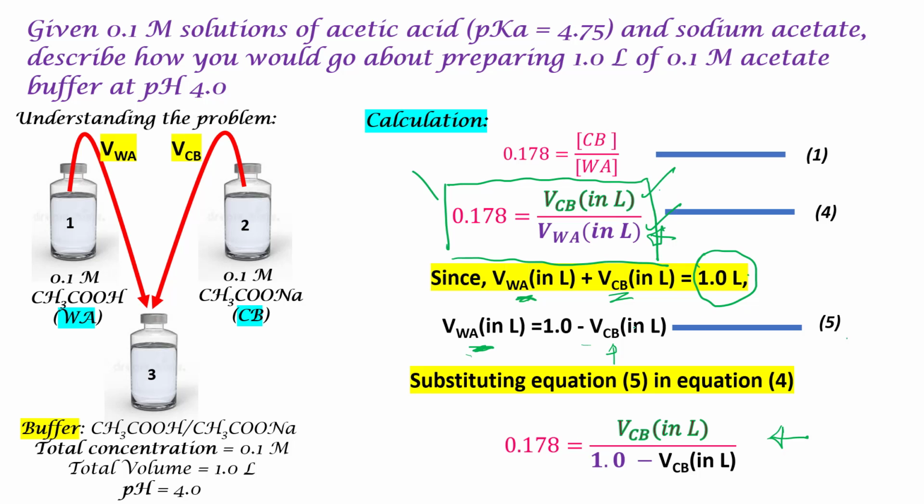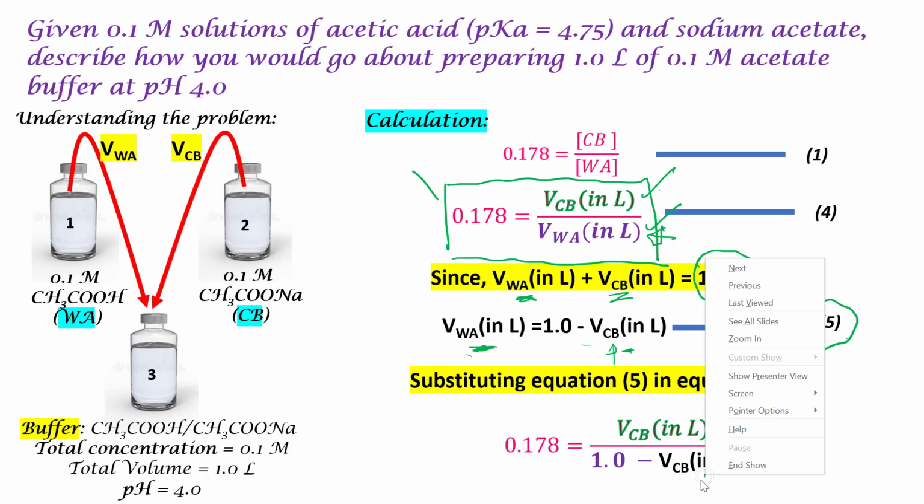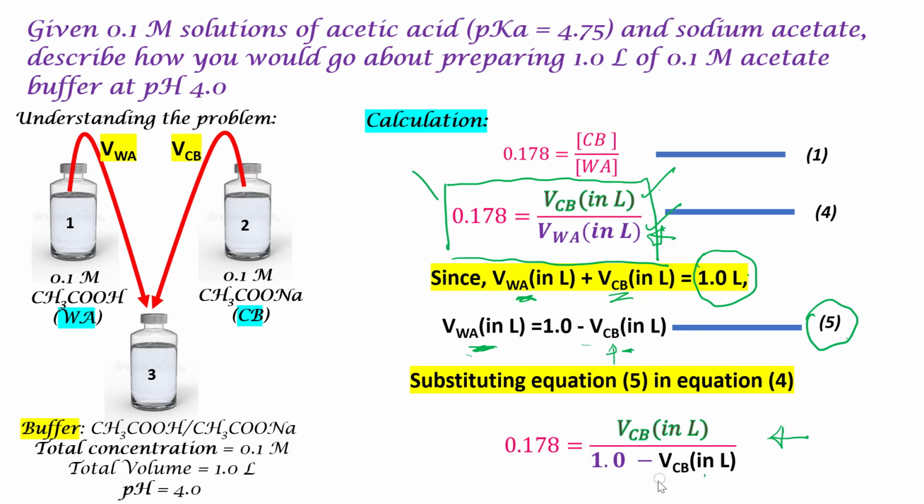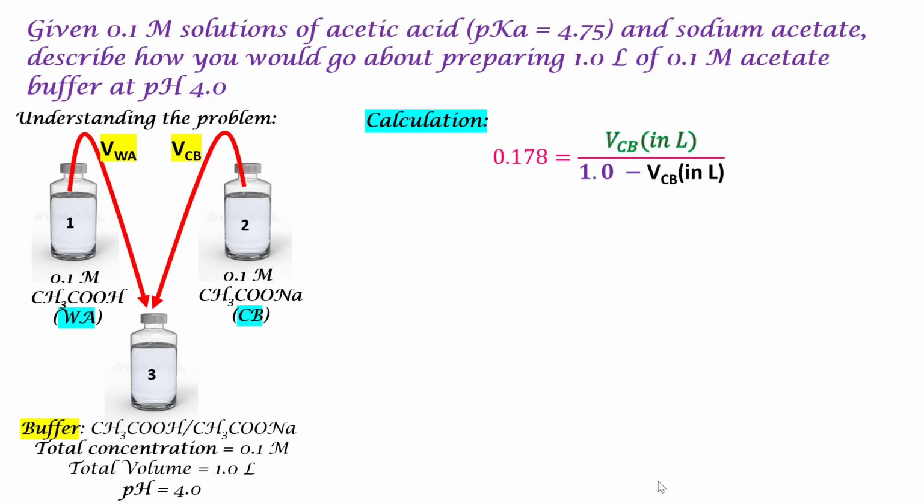The second equation that we came up with, that we used to do this simplification, is equation 5. We used equation 5 to express our VWA in terms of the concentration of conjugate base, and then we plugged it into this equation. Now it's just a matter of doing simple algebra and solving this particular problem. So how are we going to solve this? We have this equation here.